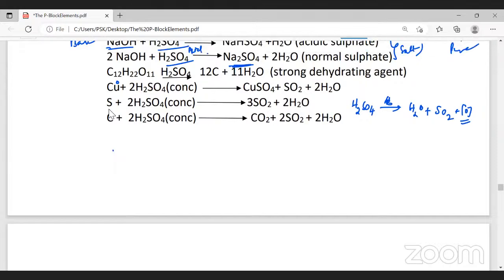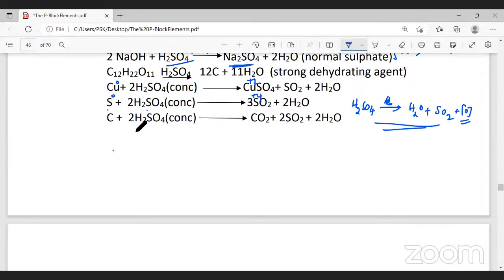Now you can see sulfur treated with sulfuric acid. The sulfur charge is 0. The sulfur, the charge being 0 when treated with sulfuric acid, we get sulfur dioxide. Here the charge on sulfur is +4. So sulfur is oxidized to sulfur dioxide by concentrated sulfuric acid because of the property that sulfuric acid gives nascent oxygen.